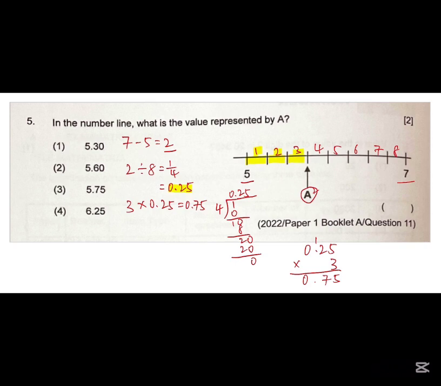So now I know from 5 to A, I have a value of 0.75. So finally, to get the value of A, it will be equal to our starting value 5 plus 0.75. This will give us 5.75. That's option 3.